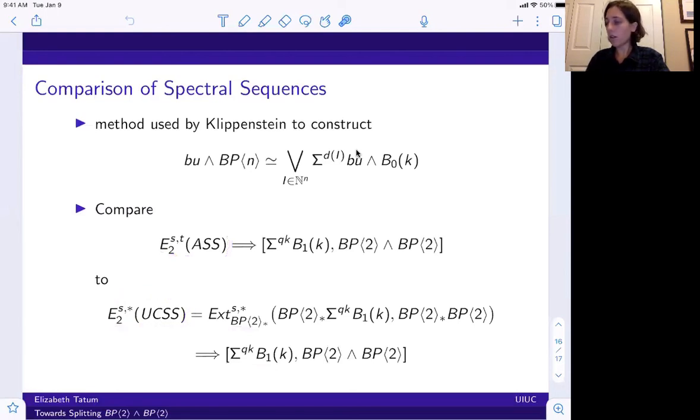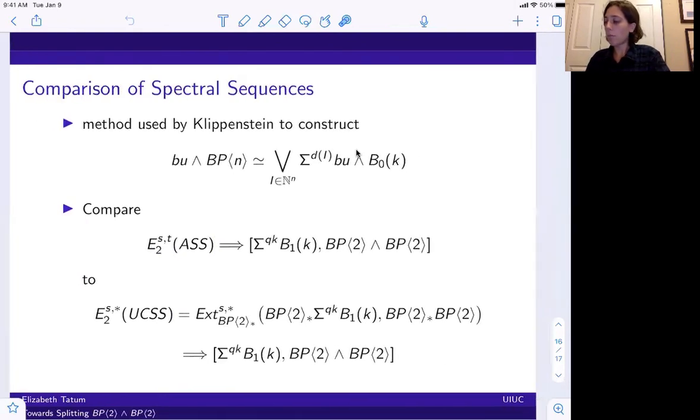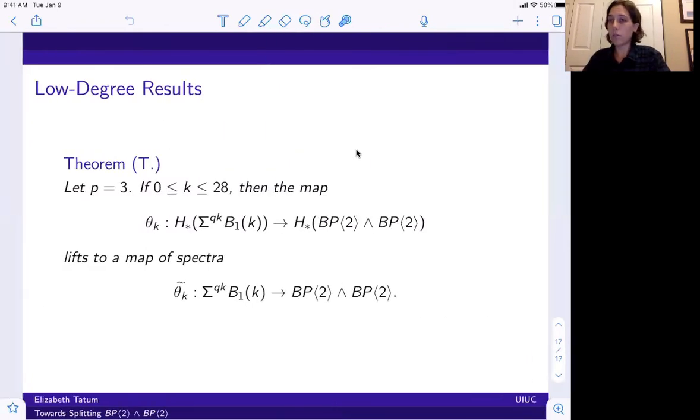And so there are some complications to doing this for BP2, as opposed to Klippenstein's work with BU. But for very small values of k, I've shown at the prime 3, by direct computation, that this comparison does work. So combining this with the lack of potential obstructions in very low degrees, we can say that at the prime 3, we can lift the maps theta k for k less than or equal to 28.